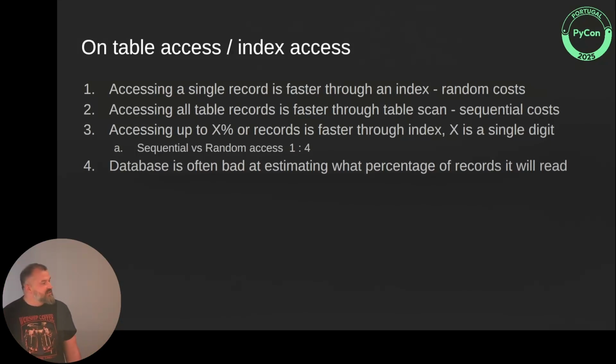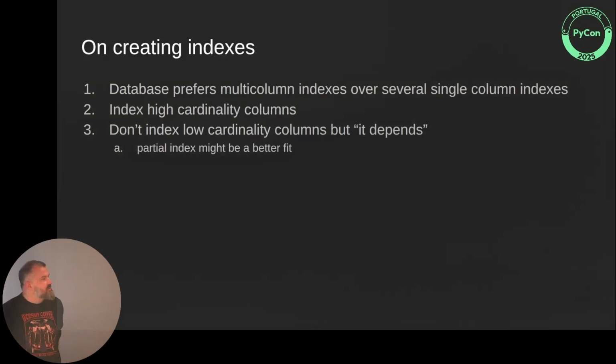On top of that, databases are also often bad at estimating what percentage of rows they will return. I will show some examples of that. Even if all goes well, the database might have another opinion about your data and screw it up. Also for indexes, typically the database prefers to have one index with all the columns instead of several small indexes. It's because for each index there's some associated cost to go through the index itself, and going through an index is also a random access cost. So while an index is smaller, it's still very costly.